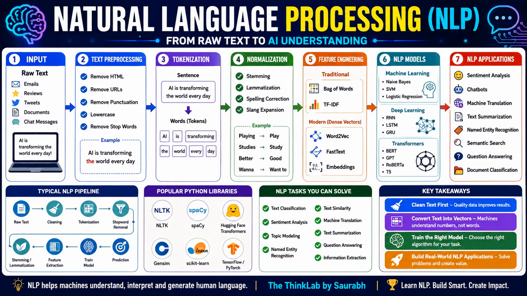The next stage is text normalization. Normalization is standardization. We check spelling mistakes, slang, and contractions. For example, can't becomes cannot, u becomes you, and BTW becomes by the way. We normalize to improve consistency across the dataset.